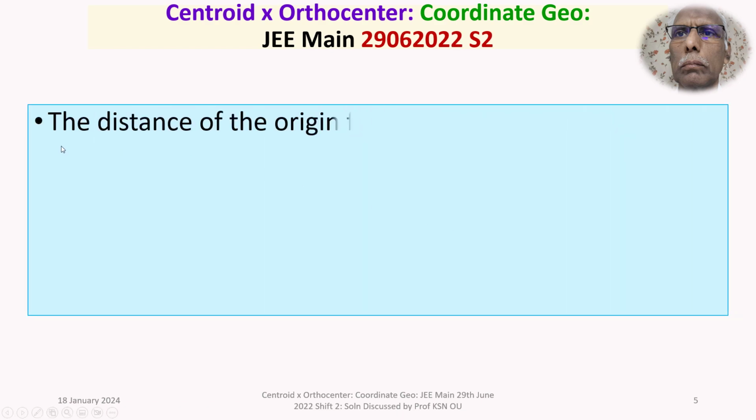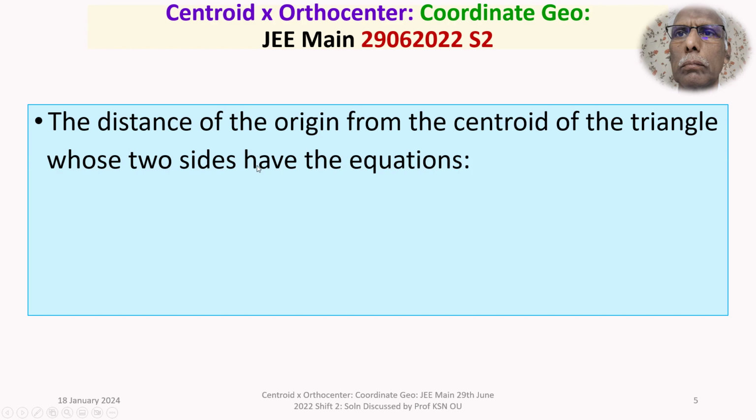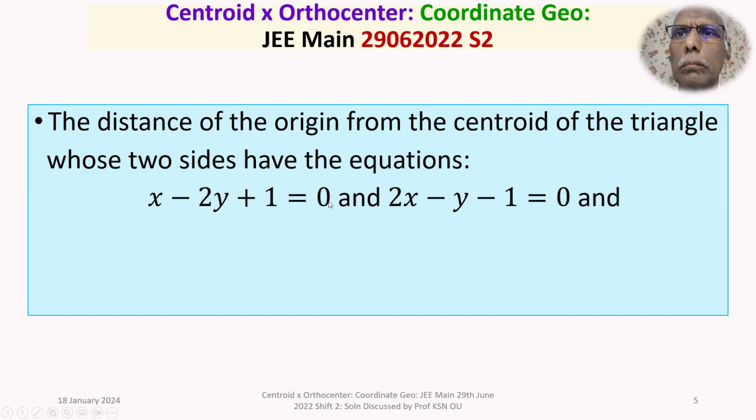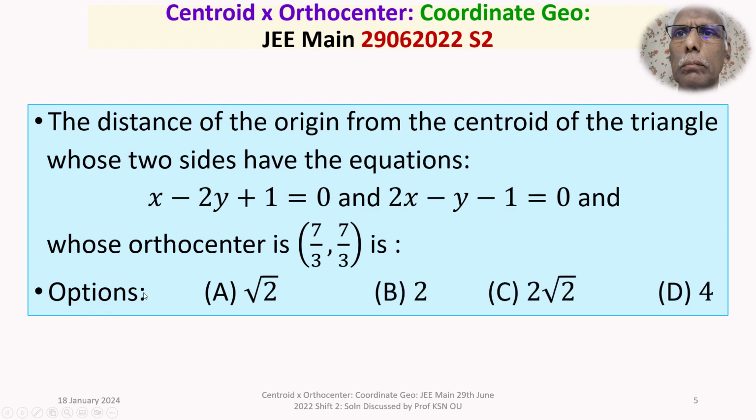The given question is: the distance of the origin from the centroid of the triangle whose two sides have the equations x minus 2y plus 1 equals 0 and 2x minus y minus 1 equals 0, and whose orthocenter is (7/3, 7/3), is. We are given four options: option A, option B, option C and option D.